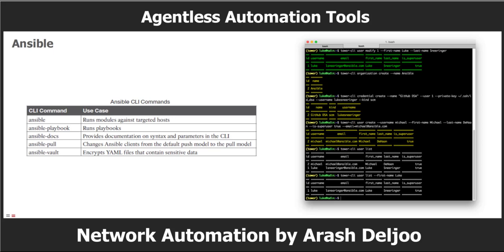Also, Ansible has a CLI tool that can be used to run playbooks or ad hoc CLI commands on target hosts. This tool has very specific commands that you need to use to enable automation. This table shows the most common Ansible CLI commands and associated use cases. For example, the ansible command runs a module against targeted hosts. The ansible-playbook command runs playbooks. The ansible-doc command provides documentation on CLI syntax and parameters. The ansible-pull command changes the Ansible client from the default push model to the pull model. And ansible-vault encrypts YAML files that contain sensitive data.